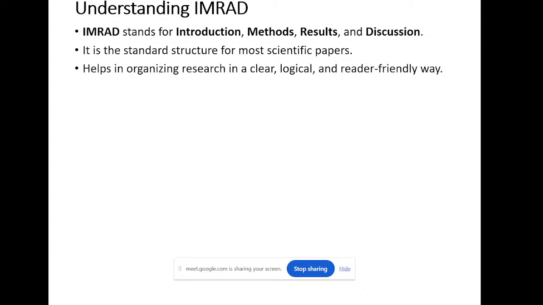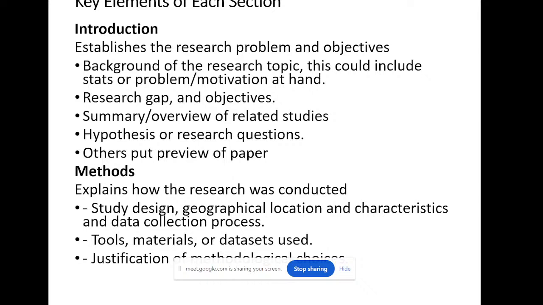Let me go deeper into what is involved in the introduction, methods, results, and discussion. In the introduction of an article, and at the end of this I'm going to share one of the articles where I applied the IMRAD writing style, the first thing you can see is that it's establishing the research problem and objectives. You have to make sure all those aspects are covered in an introduction, and then you can look at the background of the research topic, which could include some statistics, a problem you're trying to address, and of course the motivation at hand.